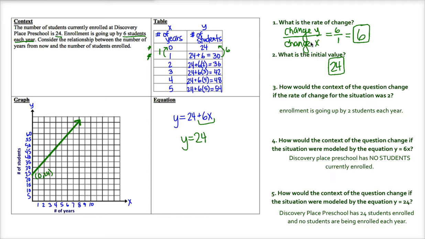Okay, so these questions are very, very similar to the ones that you'll see on your assignment. So hopefully that's a good example for you and a good starting point for you to get going on your assignment. Good luck.